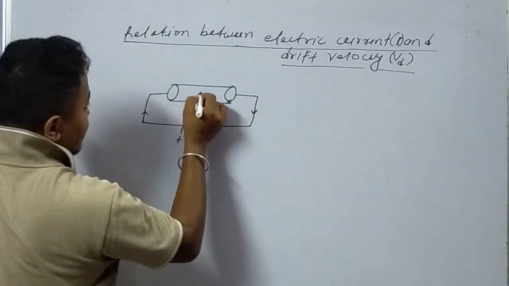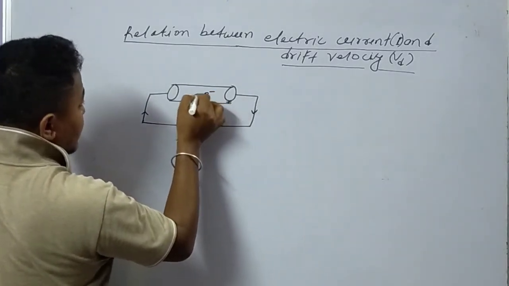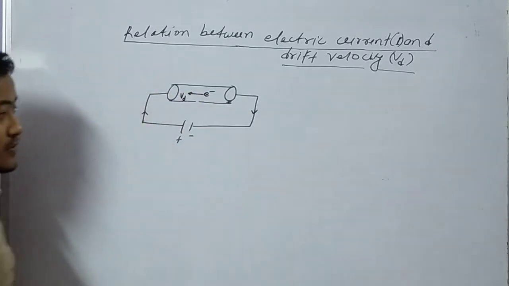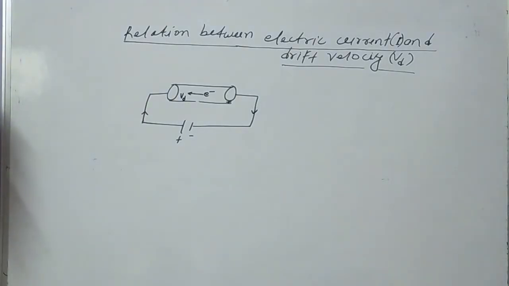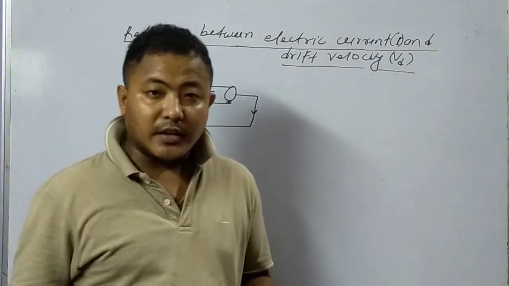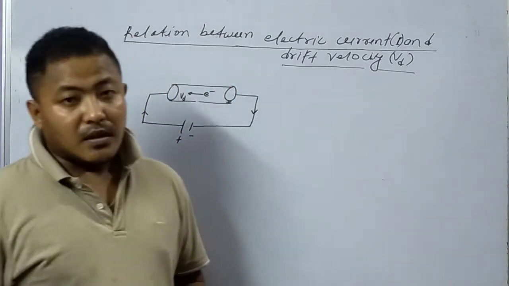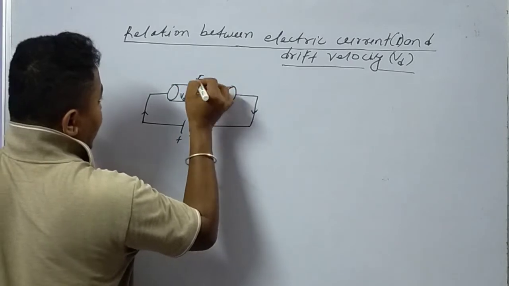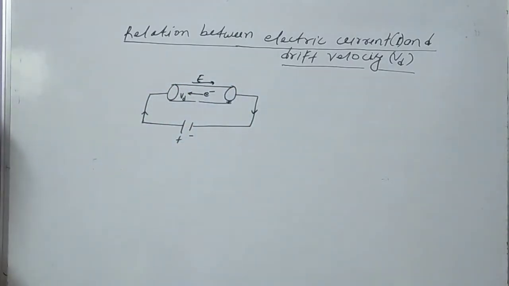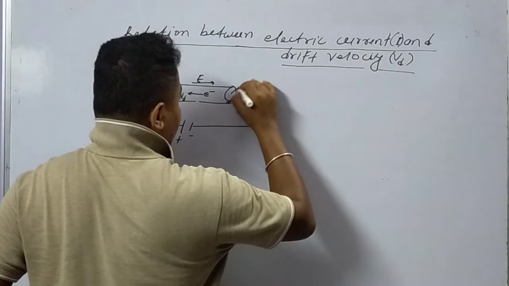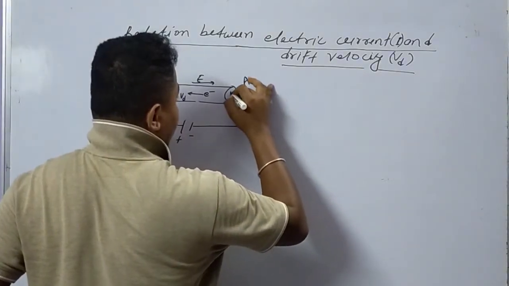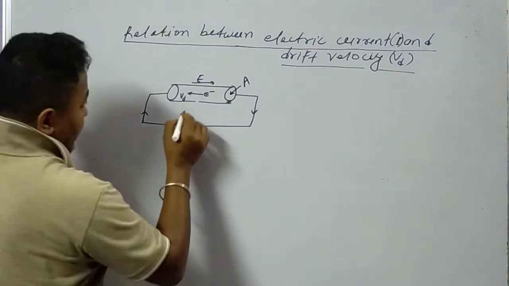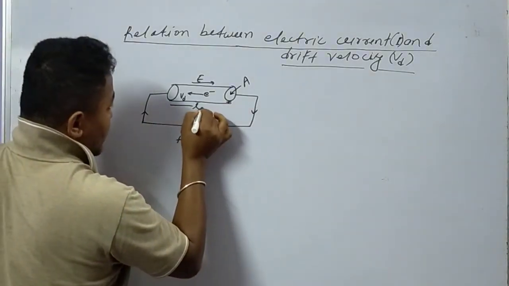So these are free electrons, and suppose they move in this direction, and this direction will be known as drift velocity. As I have told you, the average velocity of free electrons inside the conductor is known as drift velocity, and this will be the direction of electric field or electric current. Let us consider the area of cross section of this wire is A. What is this A? A is the area of cross section, and the length of this wire is supposed to be L.